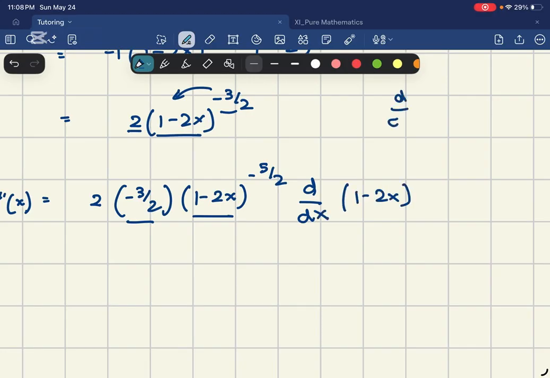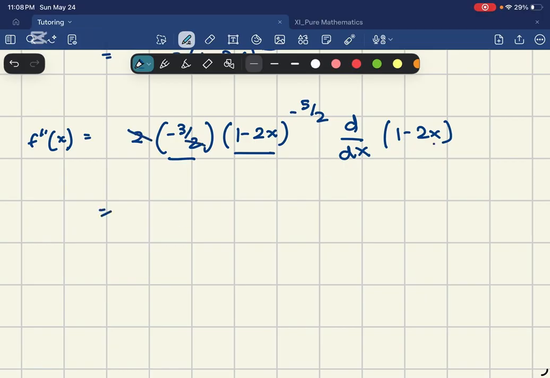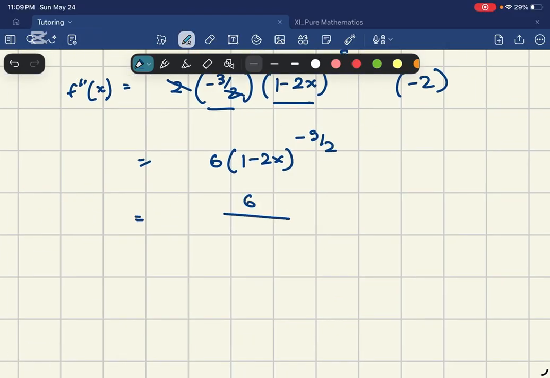So remember, d by dx of x to the power n is n x to the power n minus 1 only works if this is x. But here we have 1 minus 2x. So if we have that, we need to differentiate our expression inside again. And 2 and 2 will cancel out. We are going to get a negative 2 from the derivative, right? So now if you simplify, you are going to get 6 times (1 minus 2x) to the power negative 5 by 2. And you can write this expression as 6 over square root of (1 minus 2x) to the power 5. And that is going to be your final answer. So I hope the explanation was clear. And it's also clear how I wrote the answer in this form.